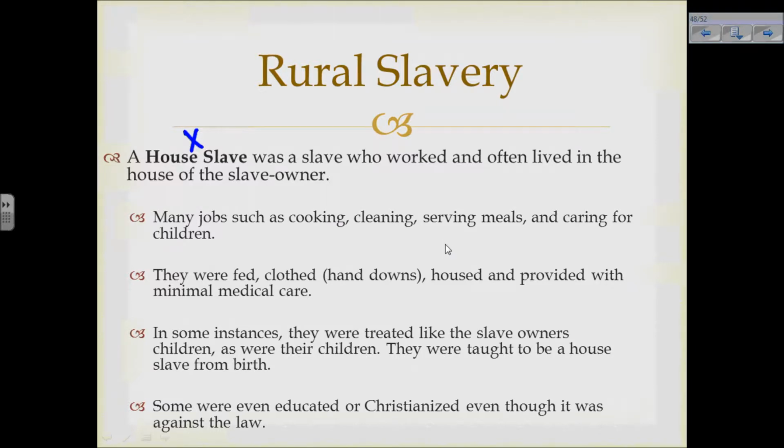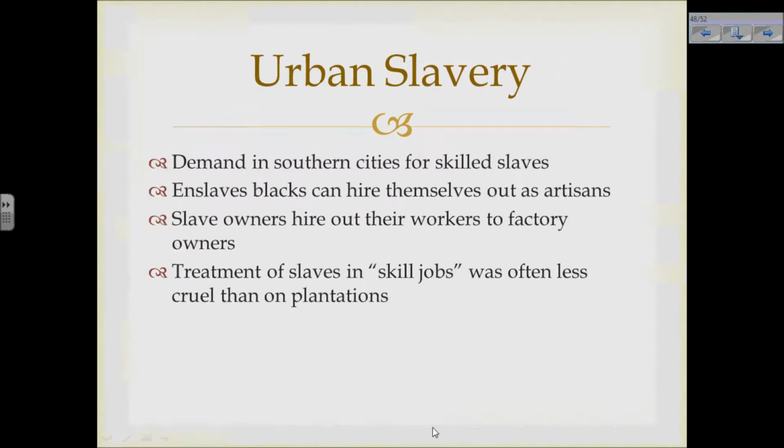In some instances, they were actually treated like the slave owner's children in that they were educated alongside. Keep in mind, a house slave's child born into the house would usually be brought up doing house slave tasks. So more often than not, they would be educated alongside the children. And some are even Christianized, even though it was against the law. Remember what happened after the Nat Turner Revolt and how the South reacted to that.